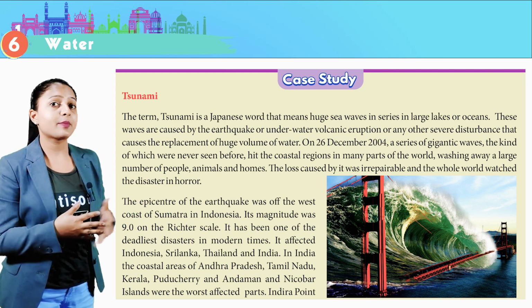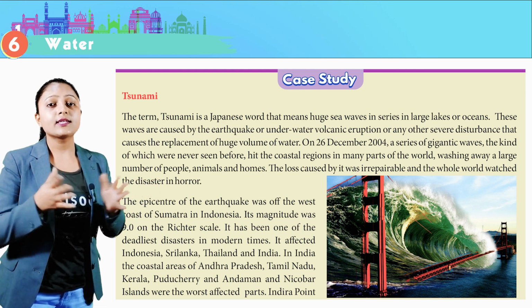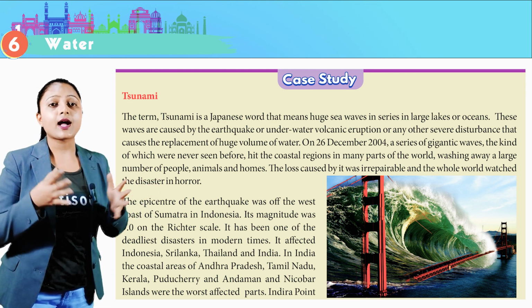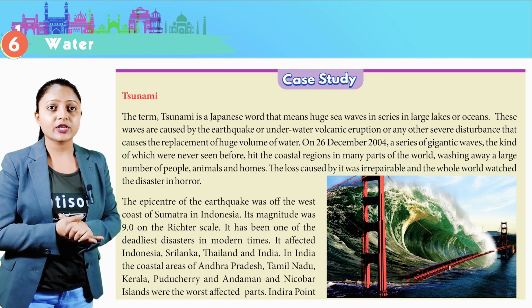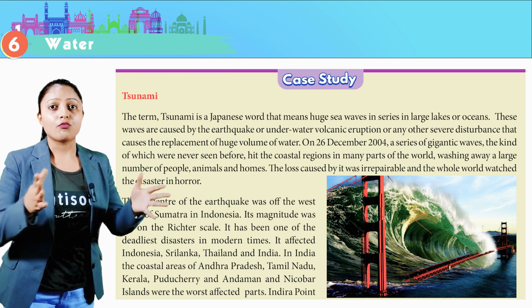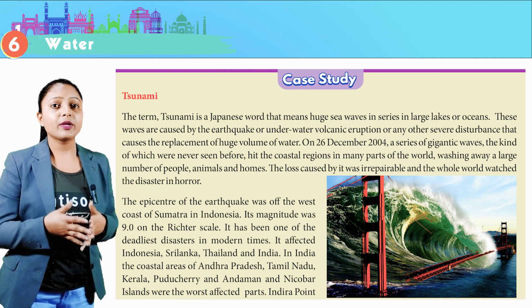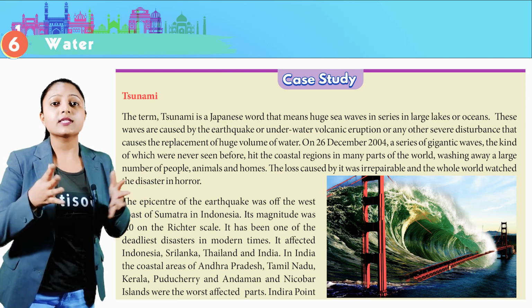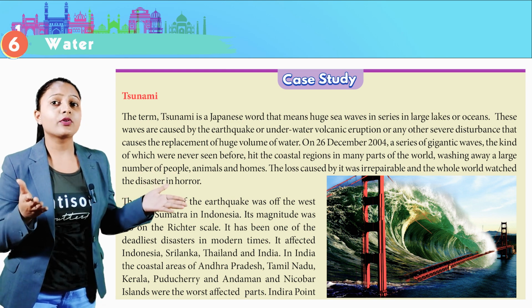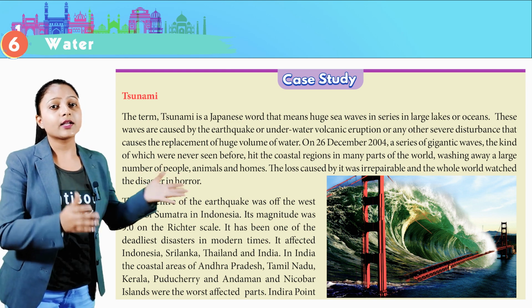On 26 December 2004, a series of gigantic waves, the kind of which were never seen before, hit the coastal regions in many parts of the world, washing away a large number of people, animals, and homes. The loss caused by it was irreparable, and the whole world watched the disaster in horror.